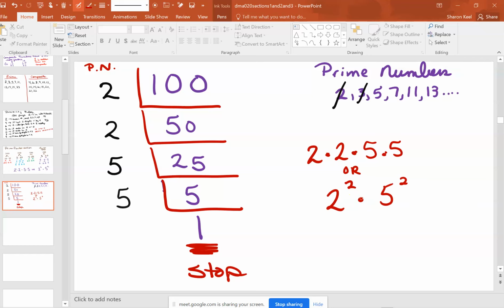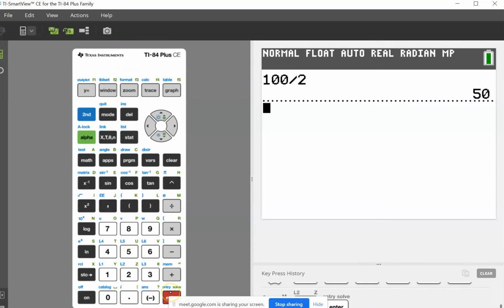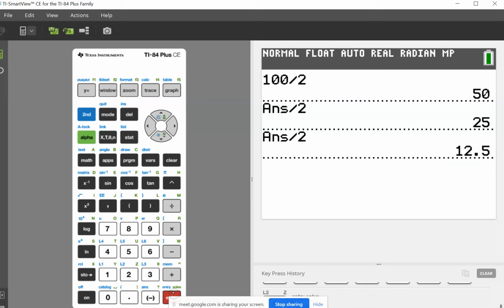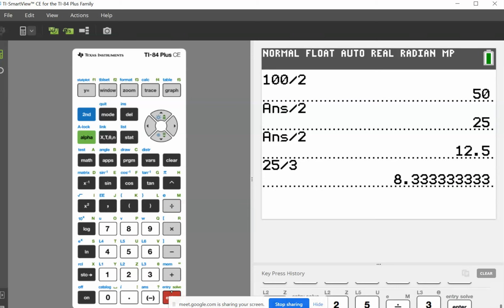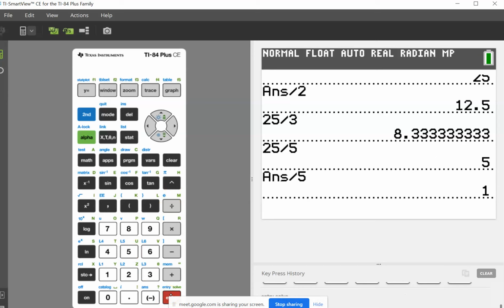Now, the other thing when I do this is I would use my calculator. Start with the 100, divide by 2, that gives you the 50. Take the 50 and divide by 2, that gives you 25. When I take the 25 and divide by 2, it's not an even number, so I can't use the 2. Take the 25, divide by the 3. Again, it's a decimal, it's not a whole number. Take the 25, divide by the next prime number, it's a 5. And then 5 divided by 5 gives us 1. And when you get to 1, then you know you're done. So you may use your calculator when you are doing prime factorization.